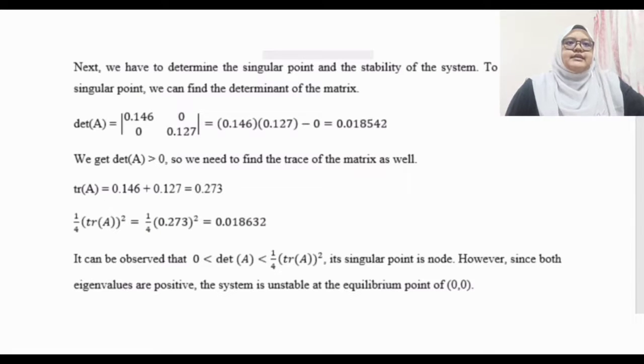Next, we have to determine the singular point and the stability of the system. So, we calculate the determinant of the matrix, which shows us that the value is larger than 0. So, we calculate the trace of the matrix as well. It can be observed that the determinant of the matrix is larger than 0 but smaller than 1/4 times the trace of the matrix to the power of 2. Thus, its singular point is null. However, since both of the eigenvalues are positive, the system is unstable at the equilibrium point of (0, 0).